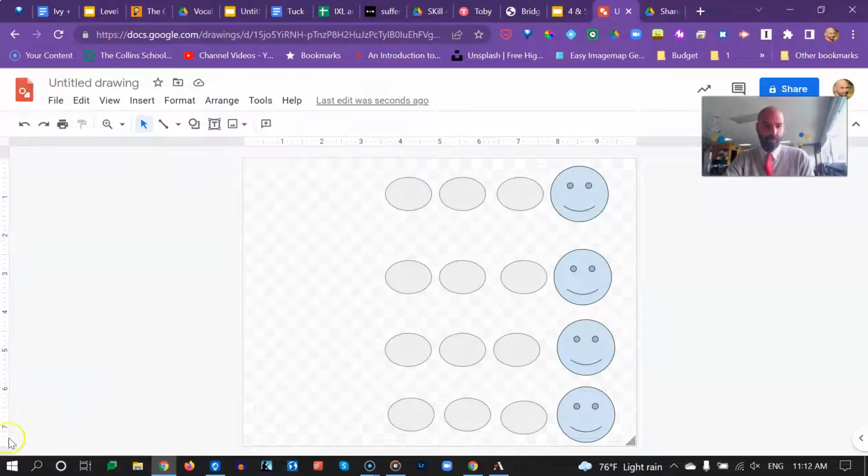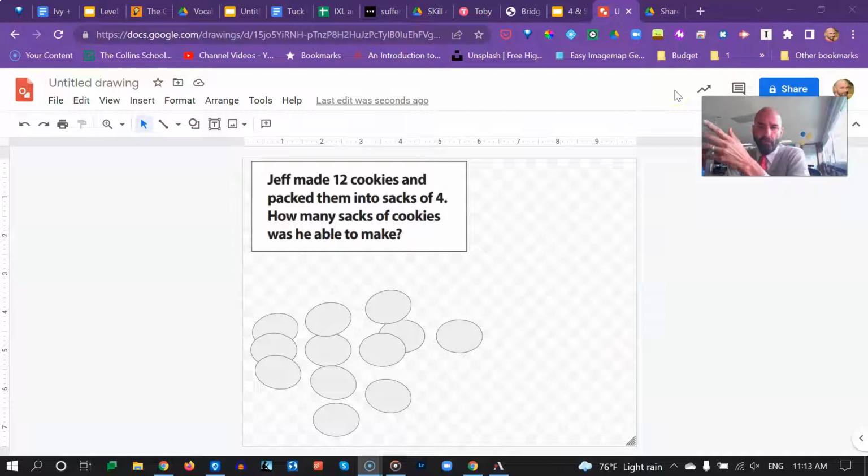So now let's take a look at the other problem. This one is one of the grouping ones. Jeff made 12 cookies and packed them into sacks of 4. How many sacks of cookies was he able to make? So here we're not sure, okay? We might know just because we know what 12 divided by 4 is, but we're using a simple problem to prove the point.